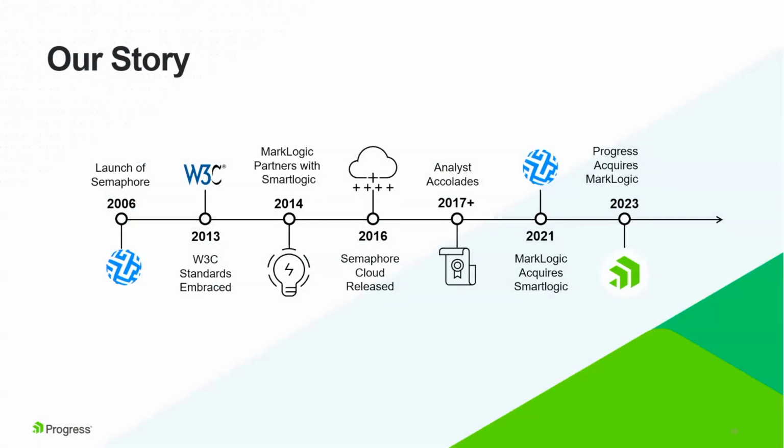Originally released by SmartLogic in 2006, Semaphore became a Progress product with the acquisition of MarkLogic in 2023. Now, since Semaphore was launched in 2006, we have had many joint customers with MarkLogic, leading to a formal partnership in 2014 and the acquisition, obviously, of SmartLogic by MarkLogic in 2021. And the Semaphore cloud offering has been built on top of MarkLogic since it was launched in 2016.